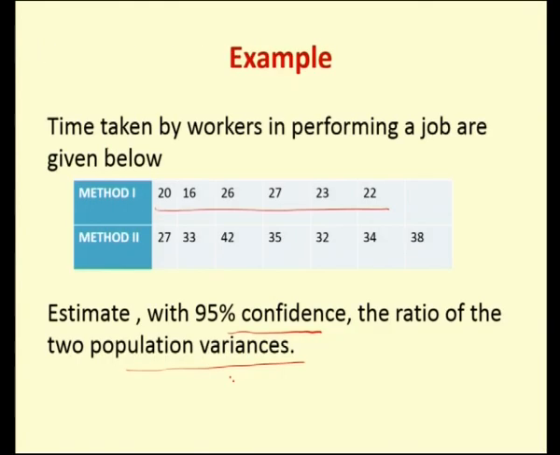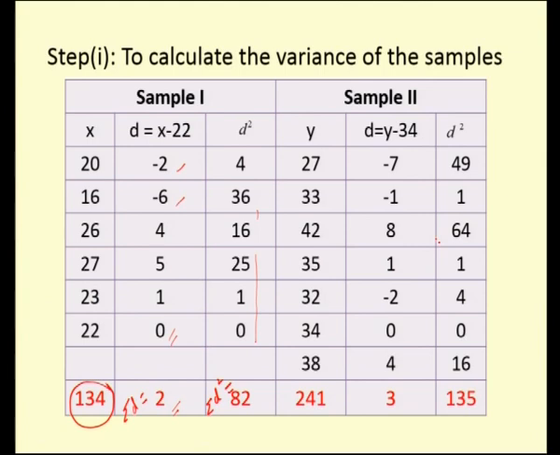Now, once again go for method 2, which I have taken as sample 2. Method 2 values are 27, 33, 42 etc. Adding up the row, you will get summation y equal to 241.